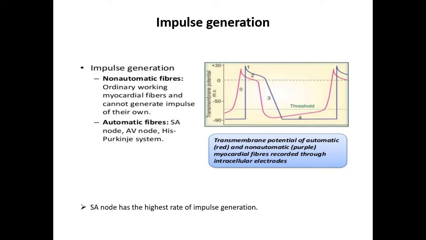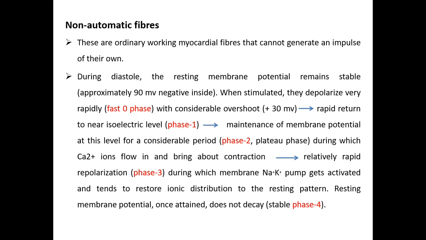In impulse generation, basically in the myocardial fiber, there are two types of fibers: non-automatic fibers and automatic fibers. Non-automatic fibers are ordinary working myocardial fibers, and they cannot generate impulses of their own. The automatic fibers, such as the SA node, AV node, and His-Purkinje system, can generate their own impulses. So these two types differ in automaticity, or generation of impulse.